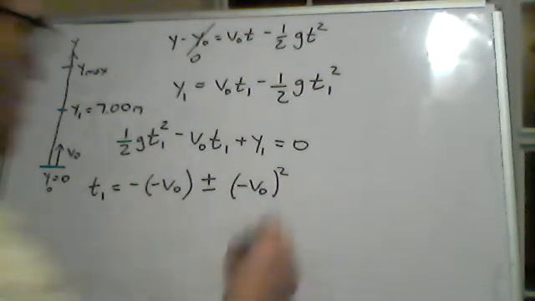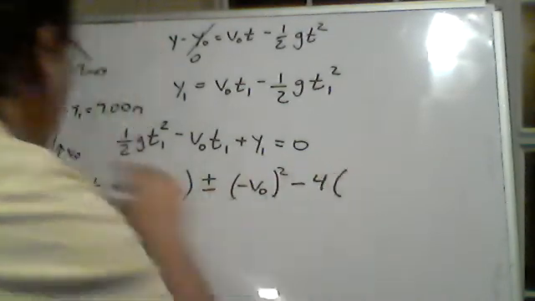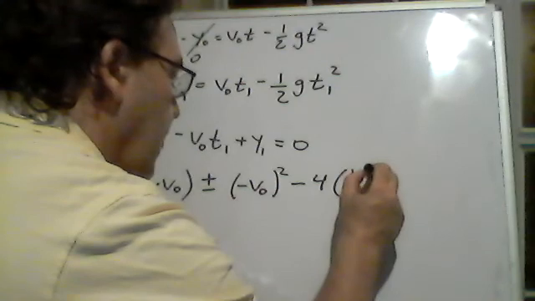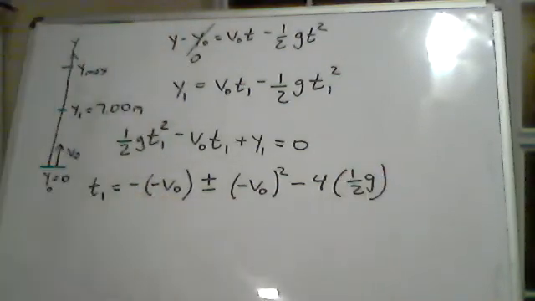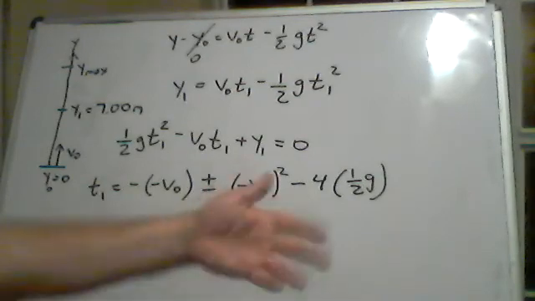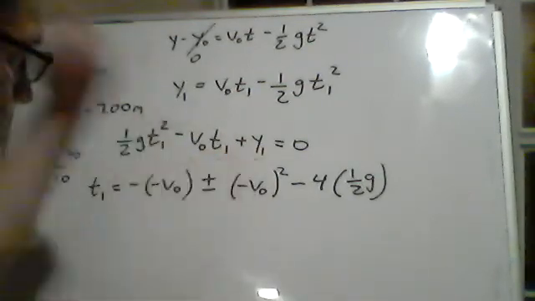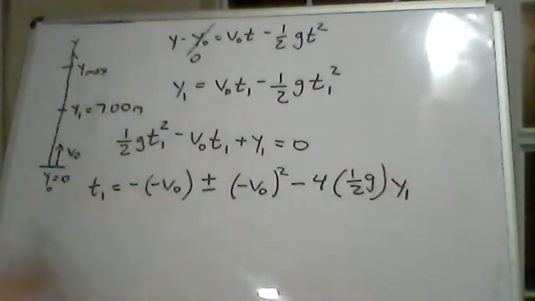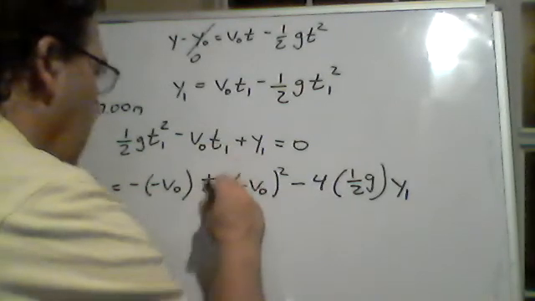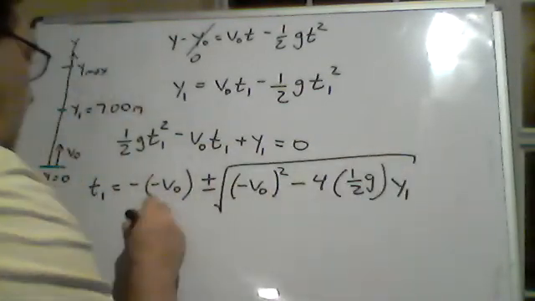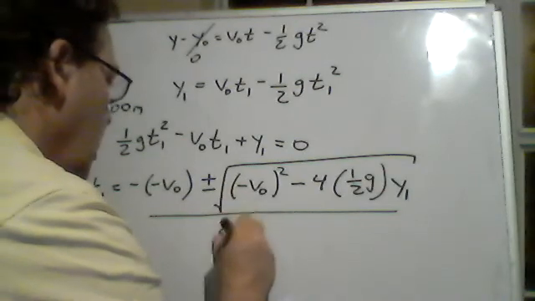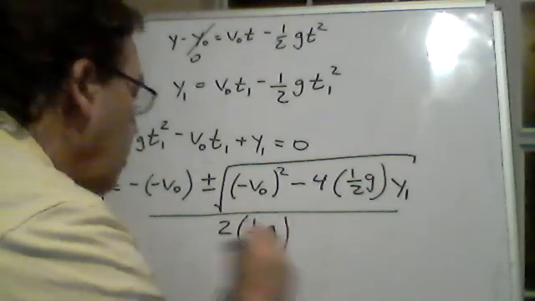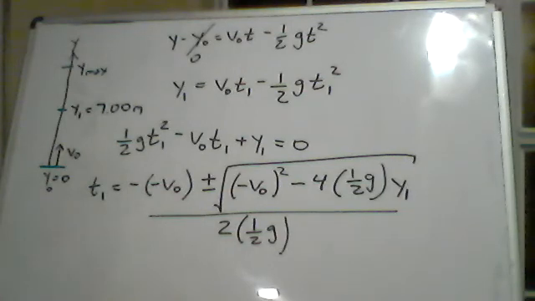So let's see. Negative b squared minus 4a, a is 1/2 g. That's the coefficient on the square term. And then c in the usual quadratic formula, again, look back at your notes, is y1. We know y1, it's 7. I'm just going to keep these variables. All right, radical, and divide everything by 2 times 1/2 g. Again, that's 2a. There are a lot of similarities between this problem and the last problem. So there it is, the quadratic formula in its full glory.